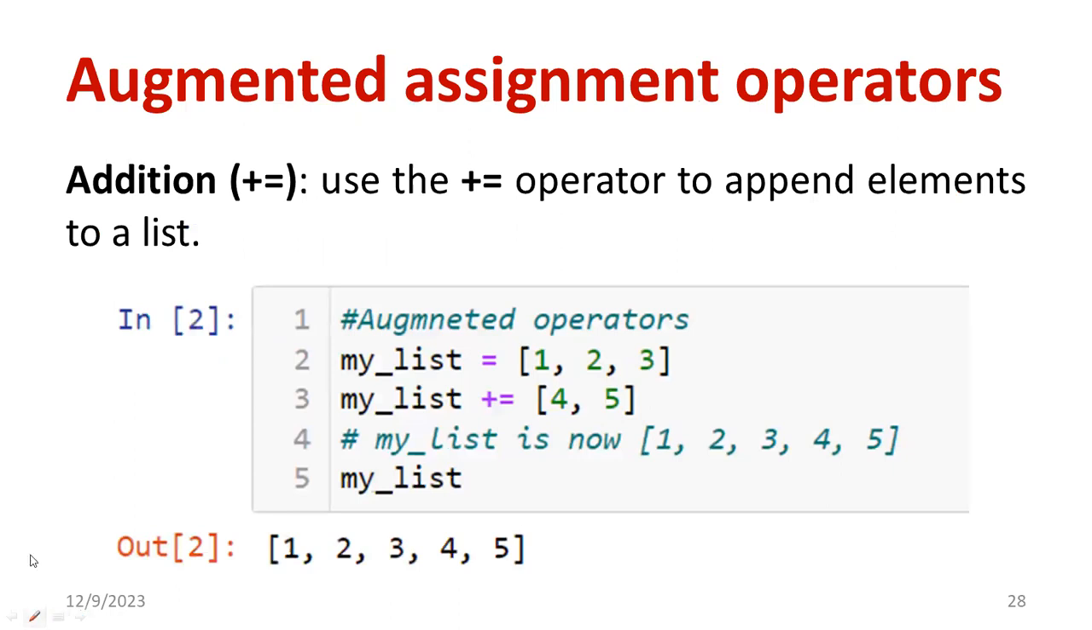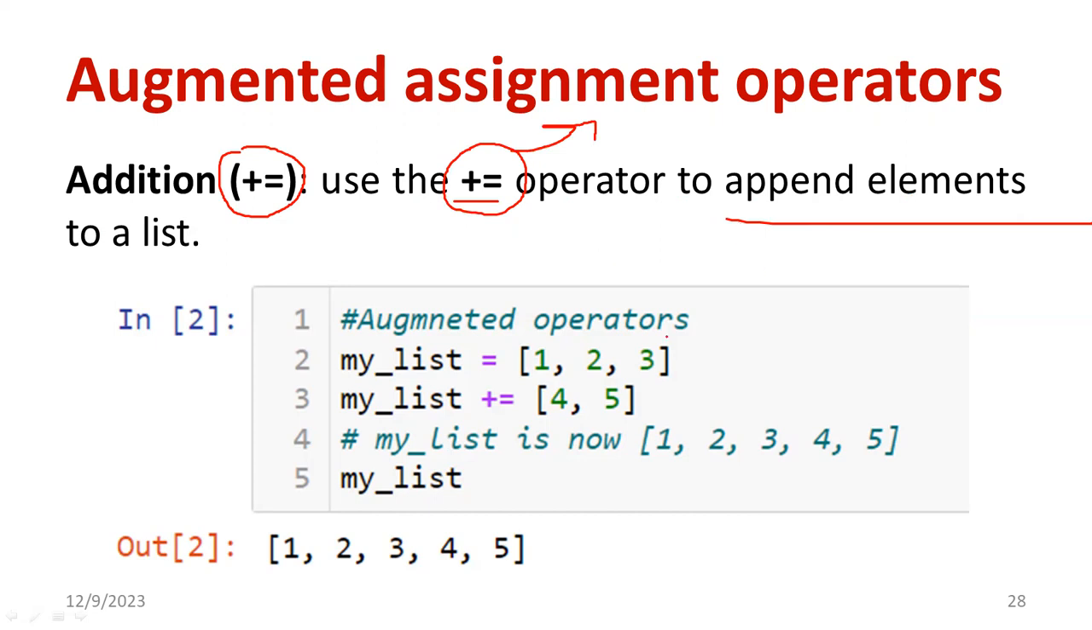The first type of augmented assignment operator is plus equal to. You can see plus equal to. The plus equal to operator is mainly used for appending elements. You might have studied a command called append when working with lists. Now here, no need to worry. We have plus equal to, one of the augmented assignment operators, which is mainly used for appending the element. You can add.